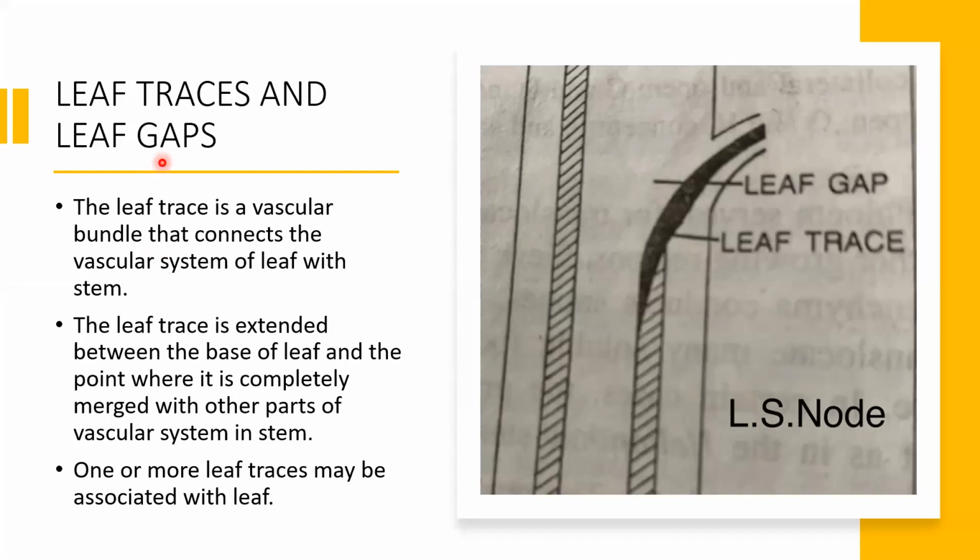Now, what are leaf traces and leaf gaps? We know that the plant has a vascular tissue in the center, so this will be supplied to all parts of the plant. Naturally, leaves which are arising on the stem will be supplied vascular tissue from the vascular tissue of the stem.